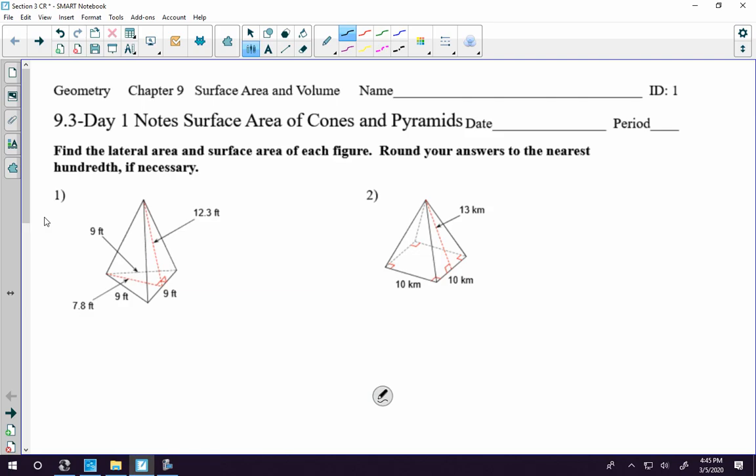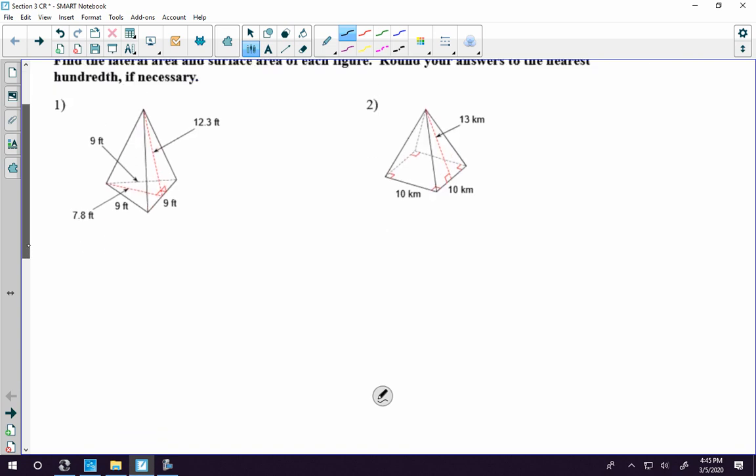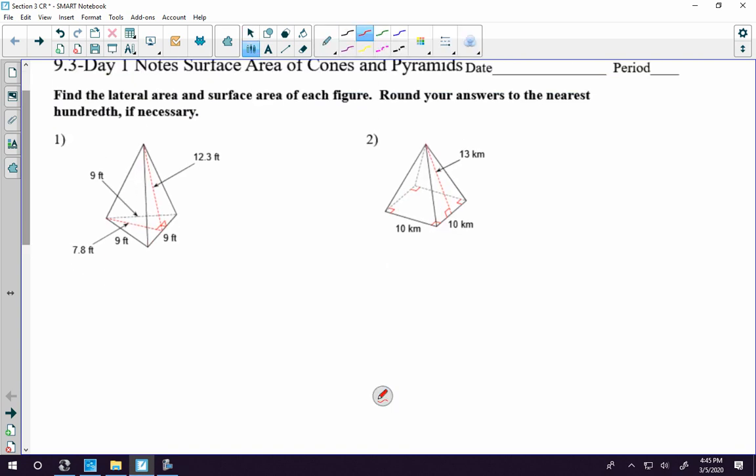Okay, so in order to find the total surface area of a pyramid, if we write out the formula for surface area of a pyramid, we have to find the lateral area plus the area of the base. So if you need to find the lateral area, or the area around the pyramid, looking at number 1, that would be the area of 3 triangles. That would be the lateral area. And then we add on to that the area of the bottom, in this case the base, which is a triangle, to get the total area, known as surface area.